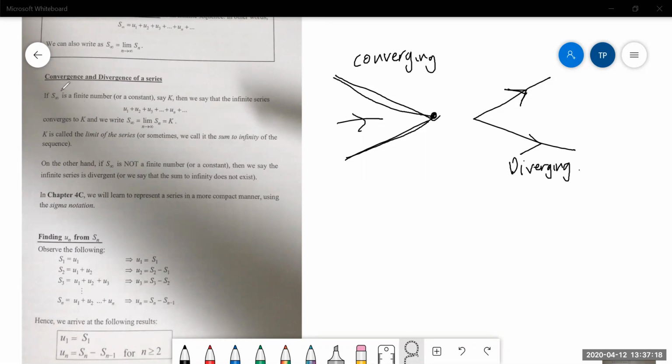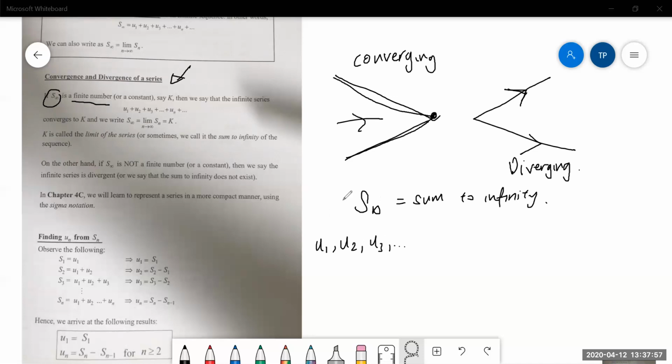If S infinity, okay, so we come back to the notes here. Convergence and divergence of a series. So if S infinity is a finite number, what is S infinity? S infinity is the sum to infinity. What does sum to infinity mean? In a sequence, let's say we have a whole sequence of numbers. We have the first term, the second term, the third term, and so on and so forth.